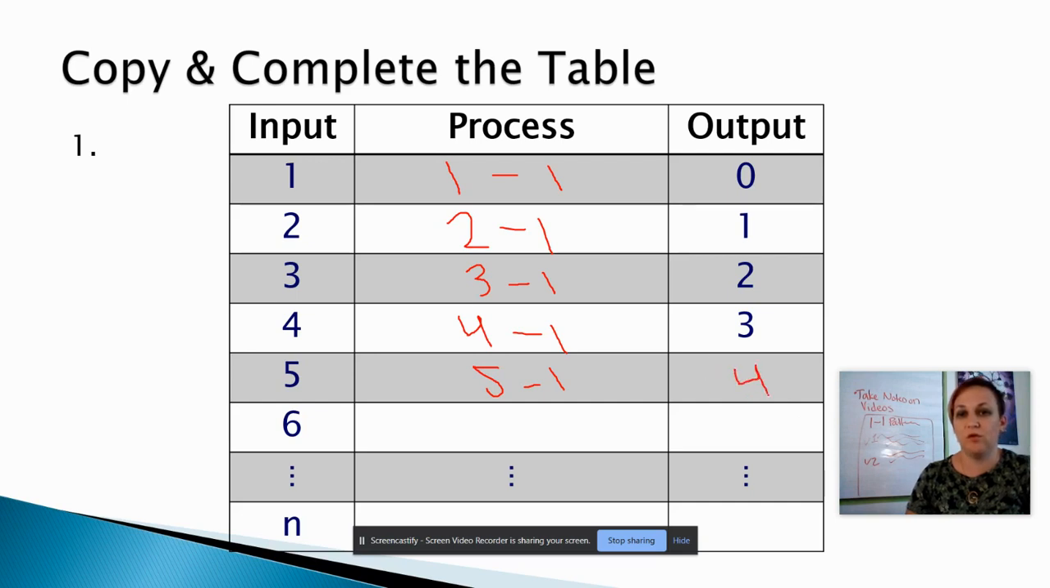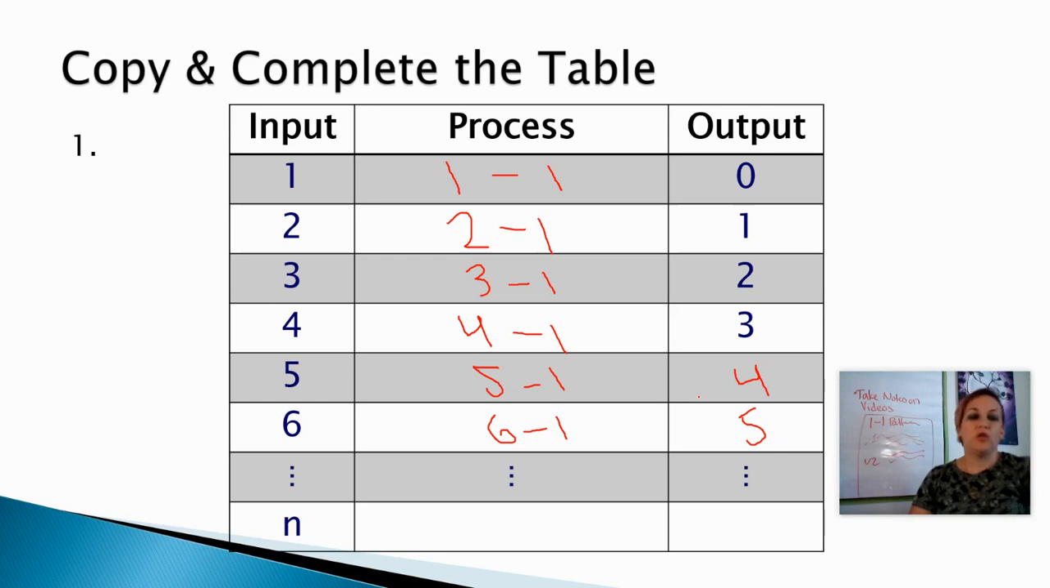The output is going to be 4. 5 minus 1 is 4. Right here, 6 minus 1 is 5. Okay? So that is what, let's see if I can move this. I cannot. I'm going to hide it. Okay. So that is how to figure out the pattern.